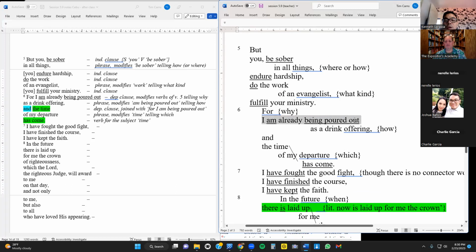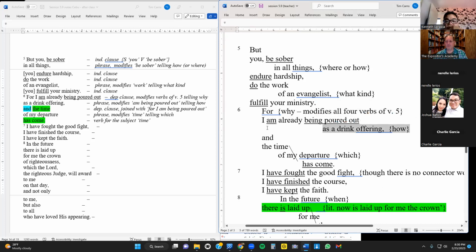I'm being poured out. Okay, that's a clause, but it's dependent. So I put it under fulfill. But you could say, you know, why modifies all 4 verbs of verse 5. You could put that note in there if you wanted, just to tell yourself that. All right, so for, I'm already being poured out. How? As a drink offering. So that's why I put it underneath here.